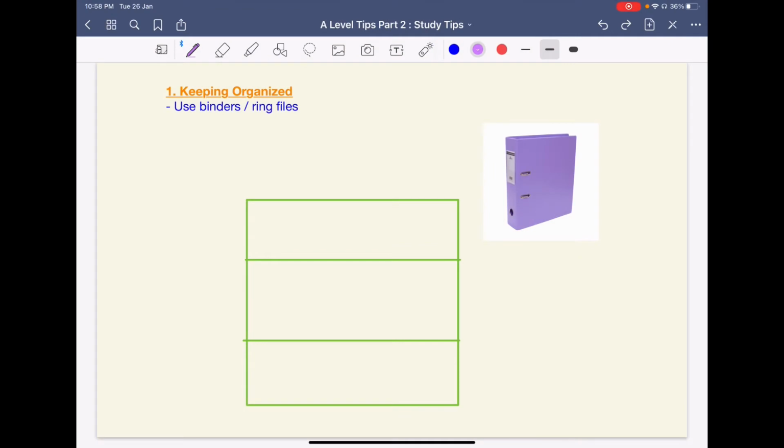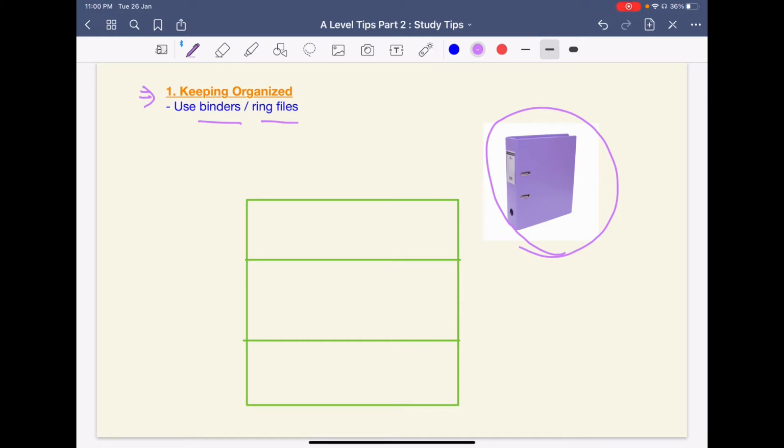My first tip for you is to keep your notes organized, whether it's through the use of binders or even ring files. It's very useful to keep your notes organized so that if you have to find any documents, it will make the process much easier. I like to buy the thick ones so that I don't have to worry about running out of space because I personally don't like using multiple files for a subject.